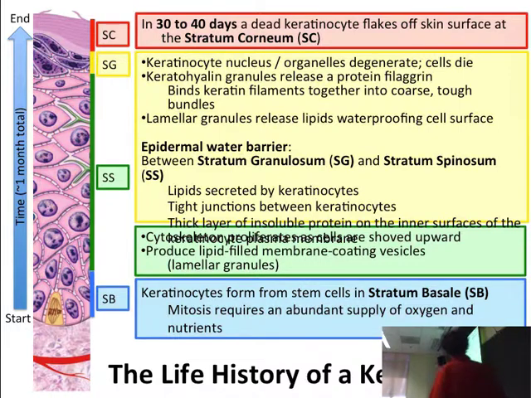Oh, that didn't come out right. Bummer. Well, this is just a similar slide going through the time course of the life history of a keratinocyte. So they form from these stem cells in the stratum basale. Down here, this is where we start. And then we go up into the stratum spinosum, which is the long green area here, which is the bulk of the epidermis.